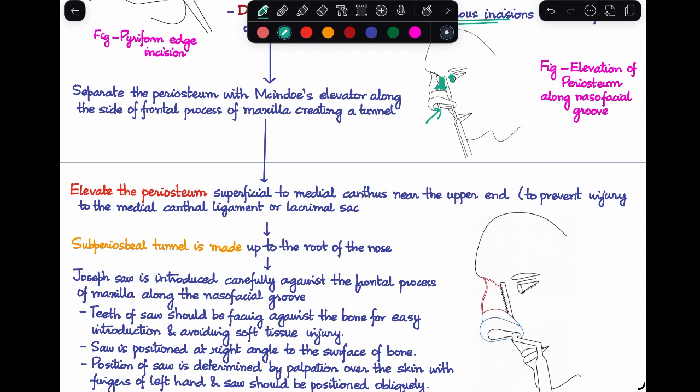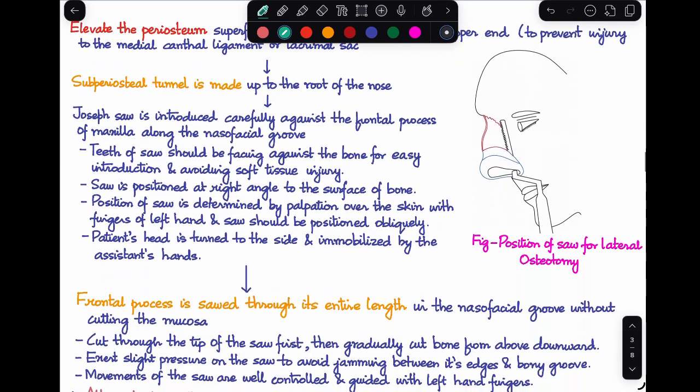Now that your subperiosteal tunnel has been created right up to the root of the nose, what we do is, if we look at this image over here, we are going to introduce the Joseph's saw. Now, this saw is introduced very carefully along the frontal process of the maxilla, along the nasofacial groove. And the teeth of the saw, as you can see in this image, should be facing against the bone for easy introduction so that you do not end up causing any kind of soft tissue injury.